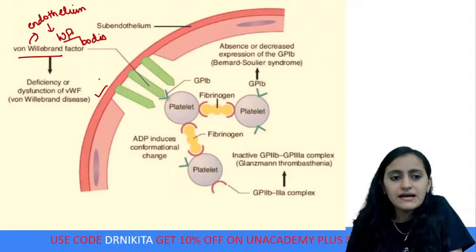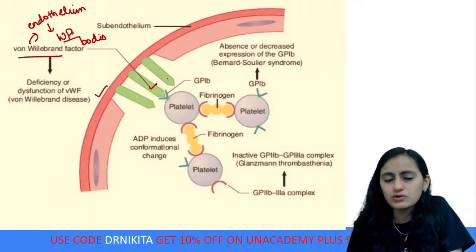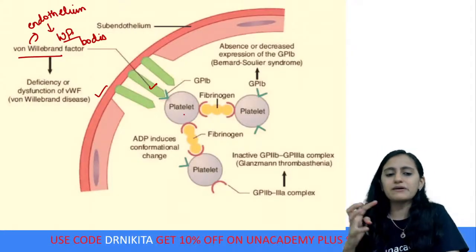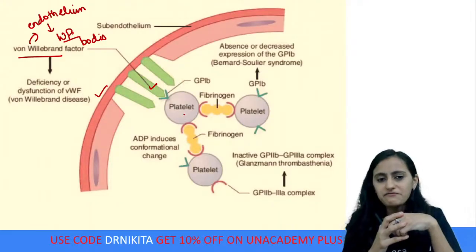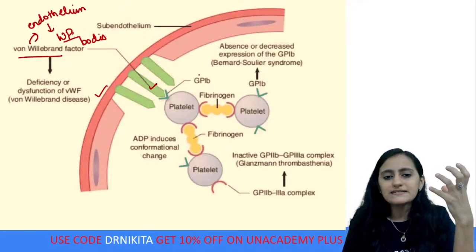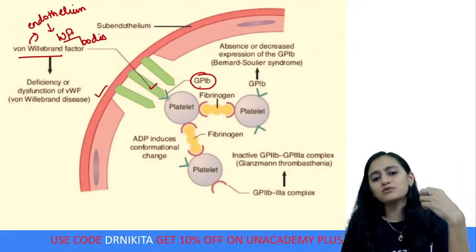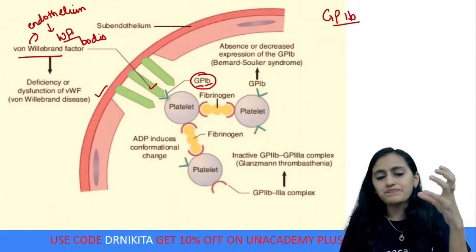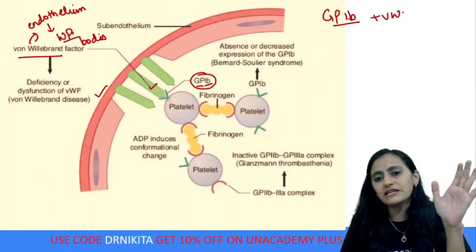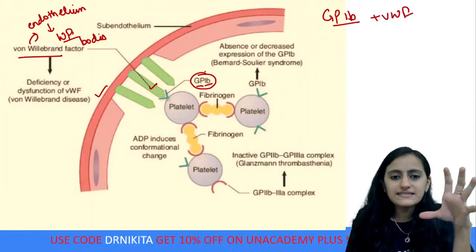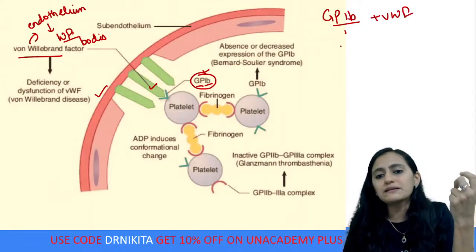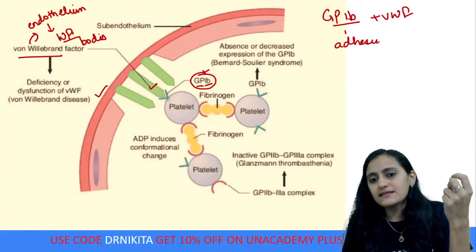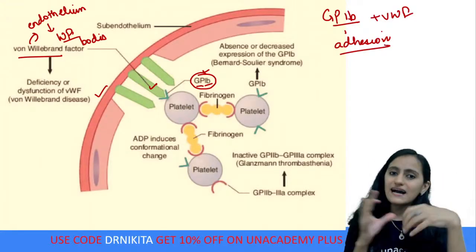Now, when this factor is exposed, you have platelets coming to this von Willebrand factor. On the platelets, you have this receptor which is GP1B. GP1B binds to your von Willebrand factor. So you can see that this one has a role in platelet adhesion. This one has a role in platelet adhesion.